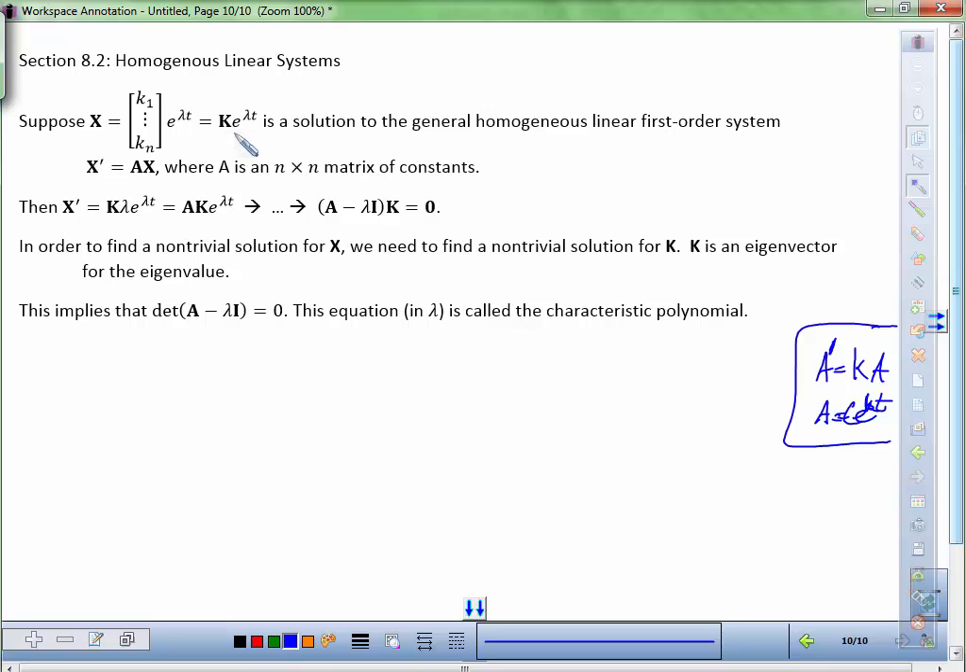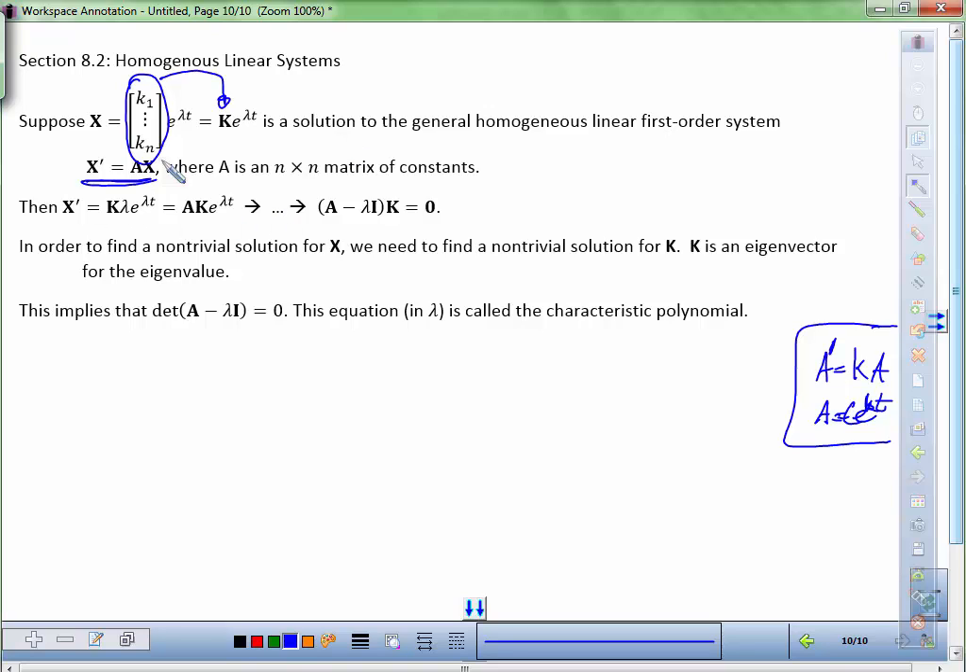And so if we just wrap up all these constants, these coefficients, as a vector K, we can look at this as the vector times e to the lambda t. If this is supposed to be a solution to this differential equation, we can just plug all that information into our differential equation.